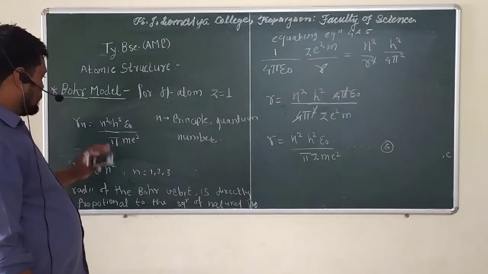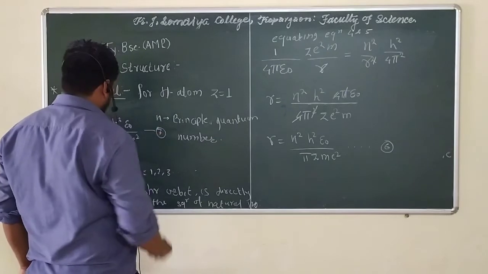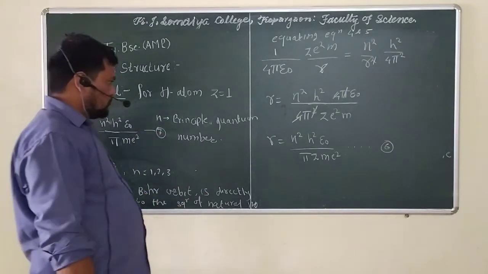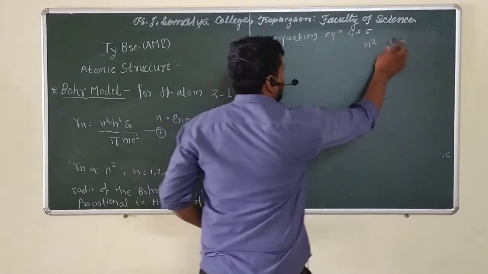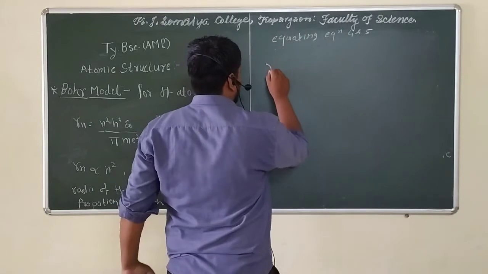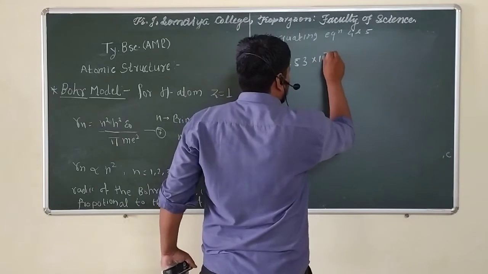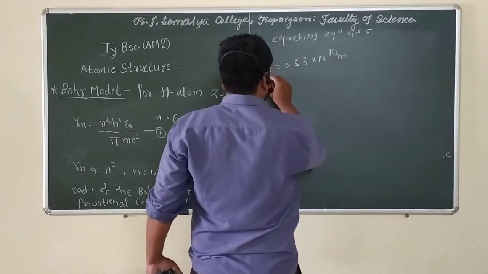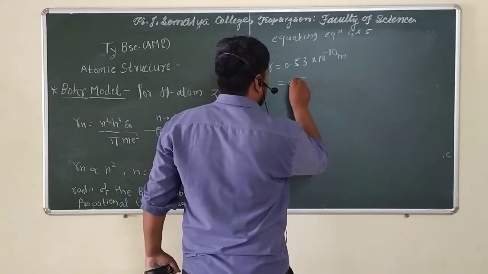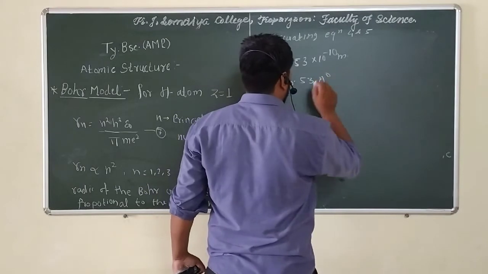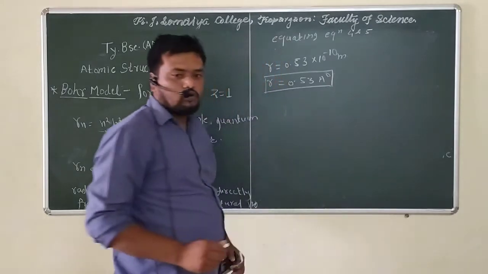And if we take all values in this equation, we get the radius of the Bohr orbit, and roughly calculated, that value will become r is equal to 0.53 into 10 to the power minus 10 meter, and in angstrom unit, that is 0.53 angstrom unit. Okay, so that is the radius of the Bohr orbit.